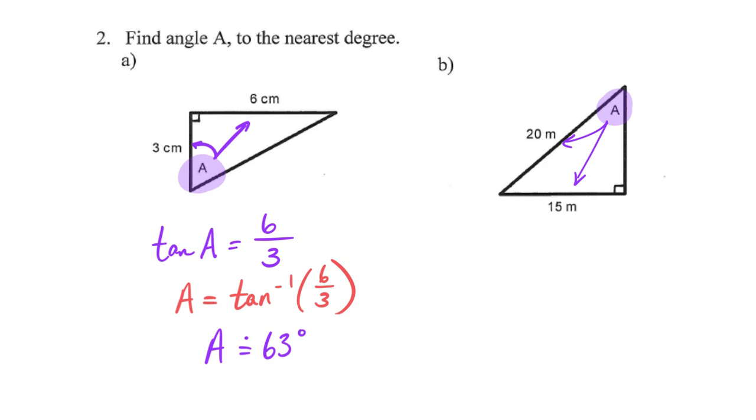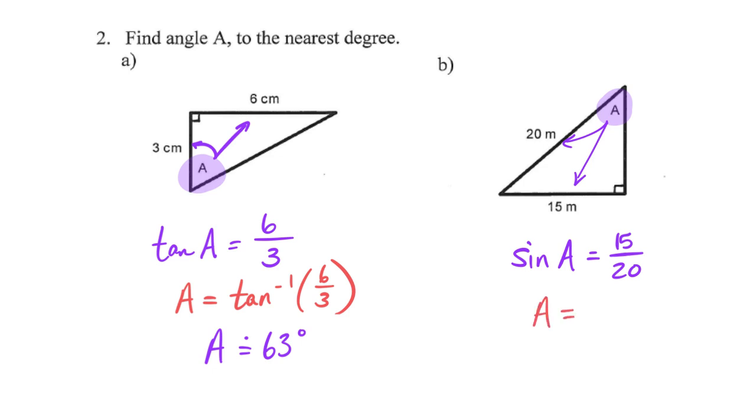Opposite and hypotenuse is sine. There's my SOH. Sine of A is going to give me my 15 over 20. There is my opposite over my hypotenuse, same thing as what we talked about before. I don't care that 15 over 20 reduces.